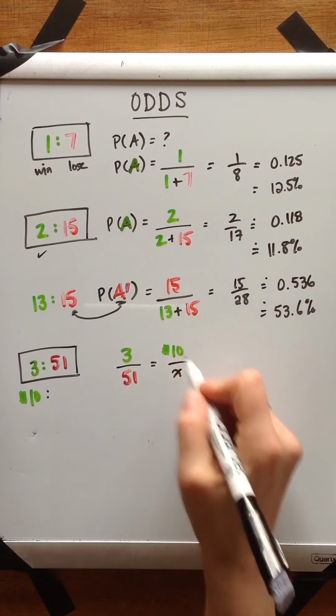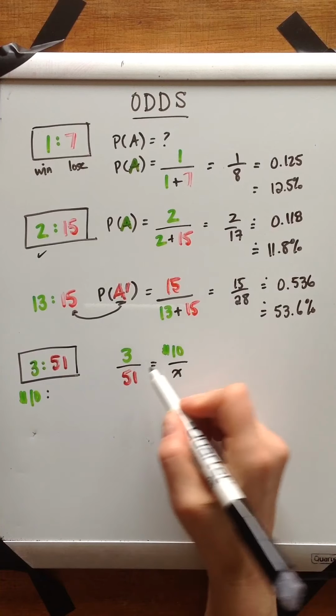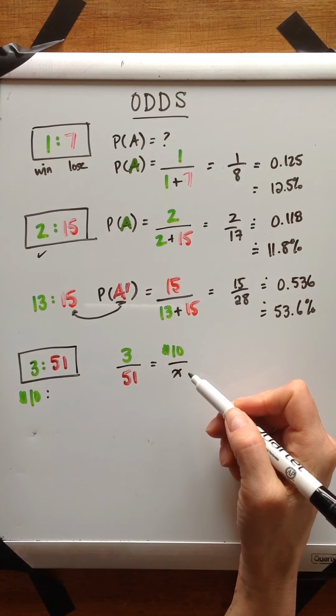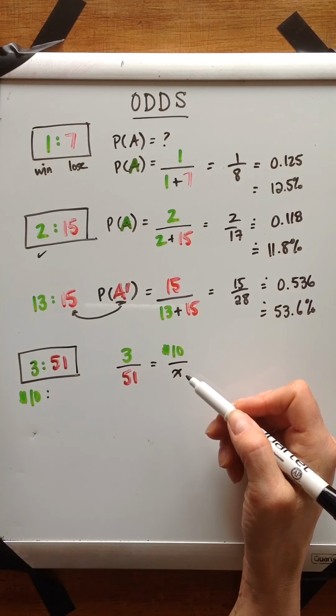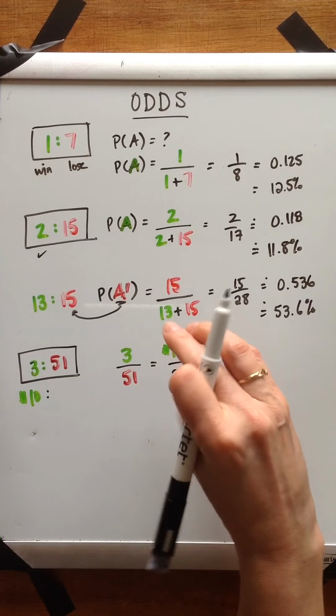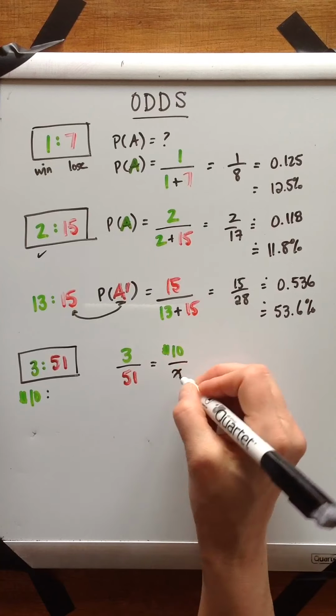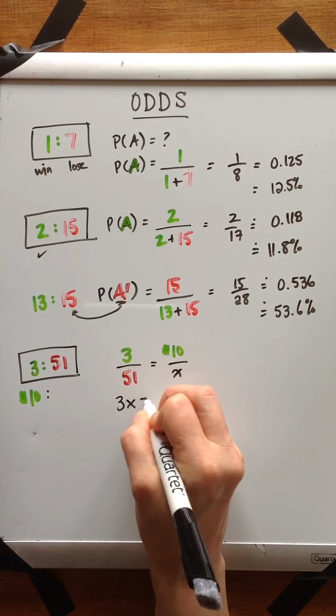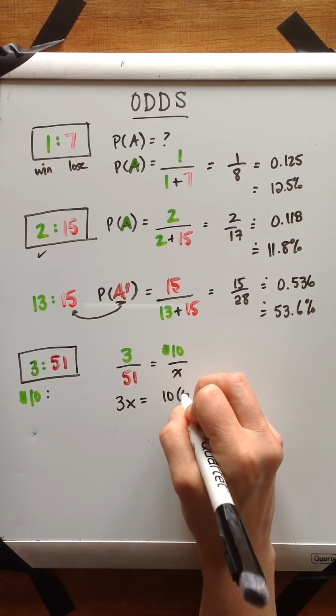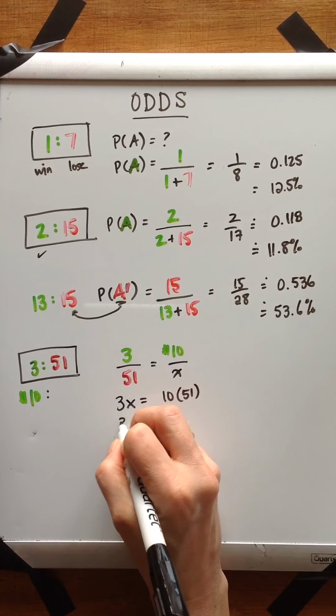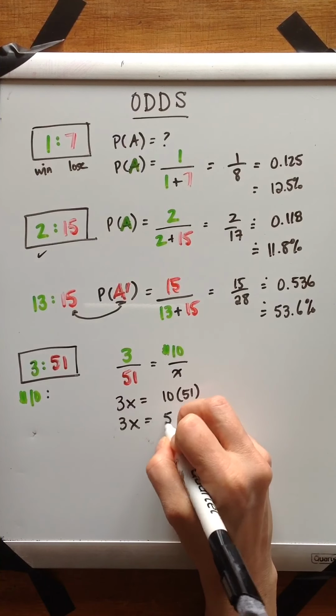Now, a couple ways that you can solve this proportion. You could use cross multiplication. That's going to be my choice for doing so. You can also invert and solve for x, as long as you invert both sides at the same time. So I'm going to do 3 times x equals 10 times 51. That means that 3x is 510.